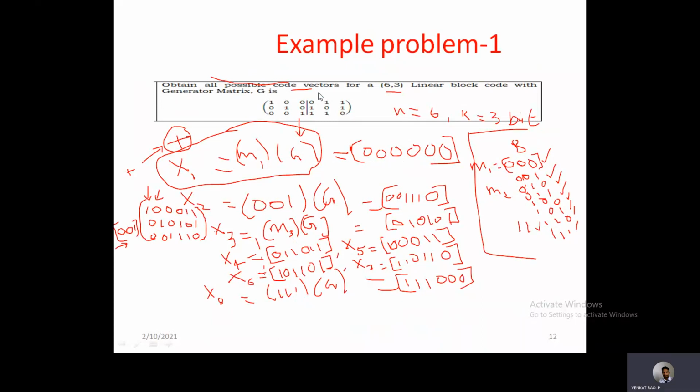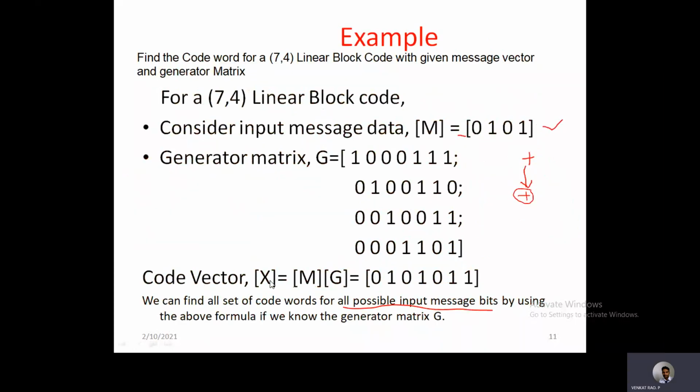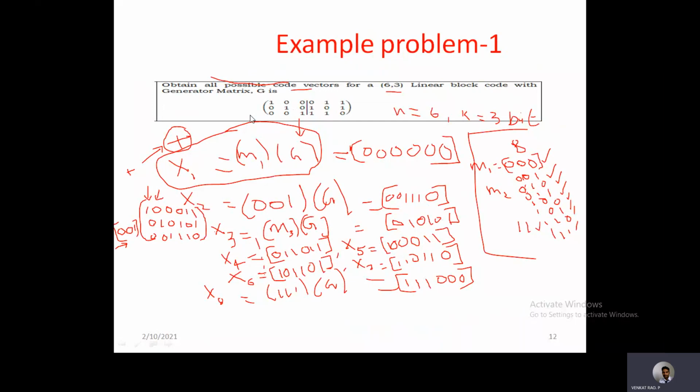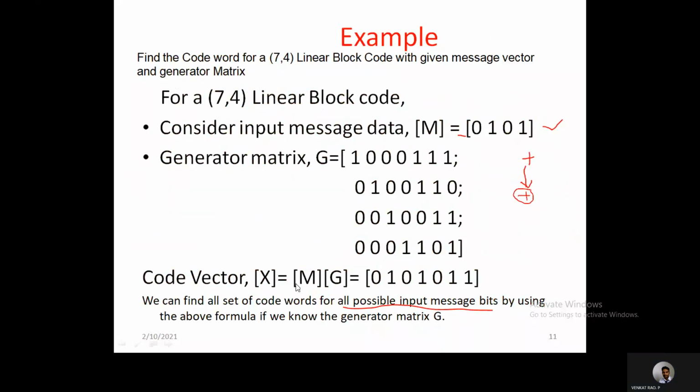Obtain all possible code words for a 6,3 linear block code with the generator matrix given. If you look at the problem, only the generator matrix is given, nothing else, but you need to calculate all possible code vectors. To calculate the code vector from the generator matrix, first you should know the message vector. If you don't know the message vector, you cannot calculate the code vector. So from the given data, you need to identify all possible values of message bits, and based on that, you can calculate all possible code vectors.